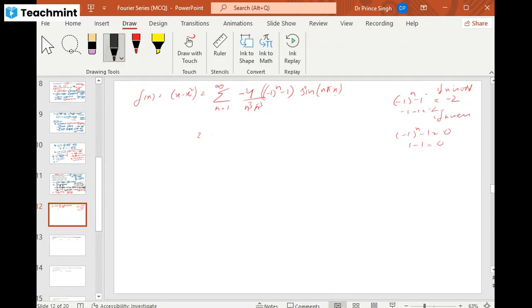So if I expand this particular part, this is equal to minus 4 into minus 2, which is 8 upon pi cube, common. So for 1, it is 1 upon 1 cube sine pi x. When I put 2, it is 0. When I put 3, 1 upon 3 cube sine 3 pi x. Again, for even it is 0. Then 1 upon 5 cube times sine of 5 pi x, and so on.